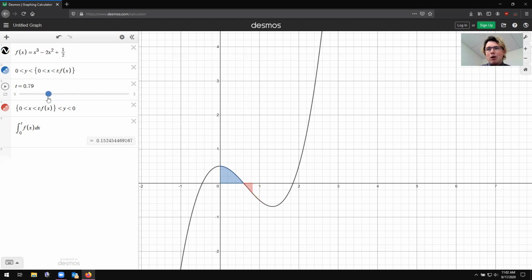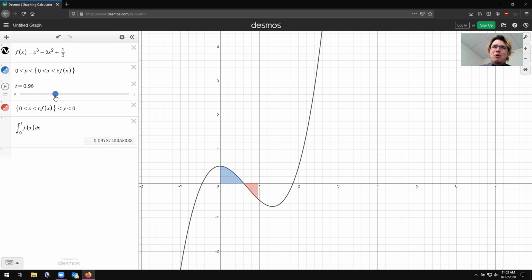So you can watch as I move my slider here, while I'm picking up this red area beneath the x-axis and above the graph of the function. And you can see in my calculation that my value for the integral is now getting smaller as I pick up more negative area. So here I'm at 0.14.